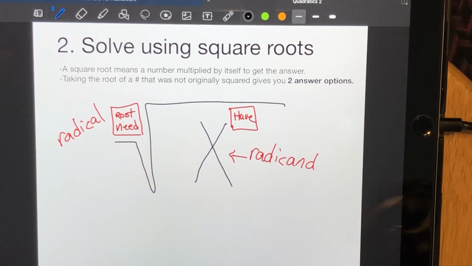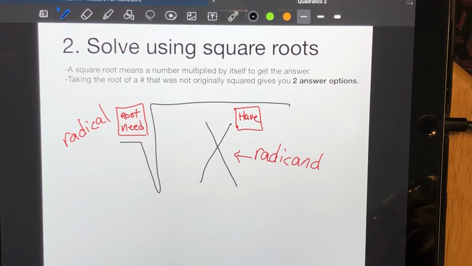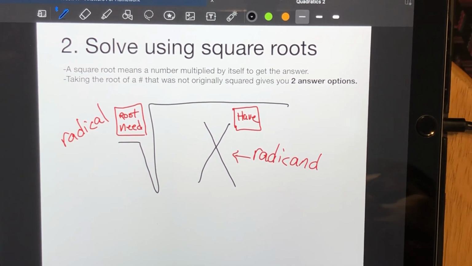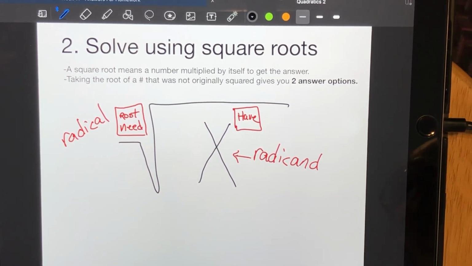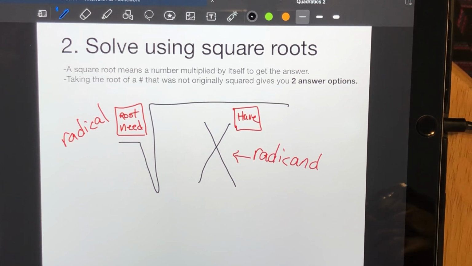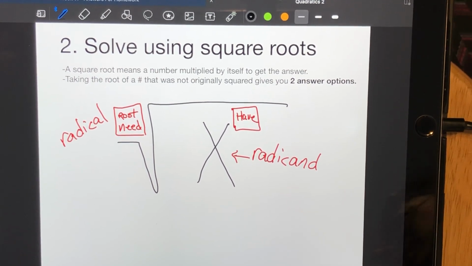Okay, the second way that we can solve our quadratic equations and come up with the solution is to use square roots. So remember we talked about it could be called a solution, it could be called a root, or it could be called a zero. Well, we know a solution is the answer to our problem. When we factor, we are setting them equal to 0, so that's why it's called the zeros. Now, if we use square roots, they would be the roots of the problem.